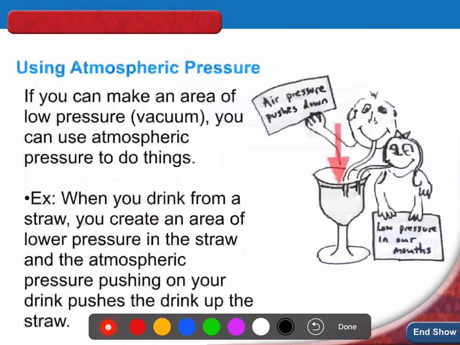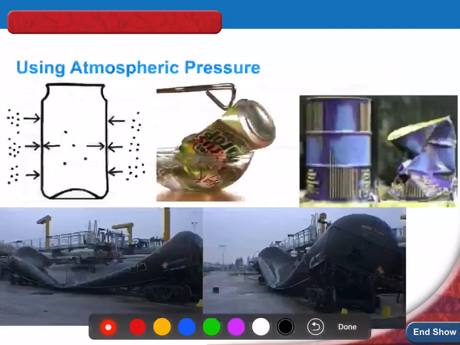So, using atmospheric pressure, well, how do we do that? You drink out of a straw. A lot of you probably do that on a daily basis. And how that works is you create a vacuum with your mouth within the straw, so you're lowering the pressure in the straw, and so the atmosphere then has a greater pressure than the pressure within the straw. It's just a lot like a barometer. So when the atmosphere pushes down, it's going to push the liquid up that straw.